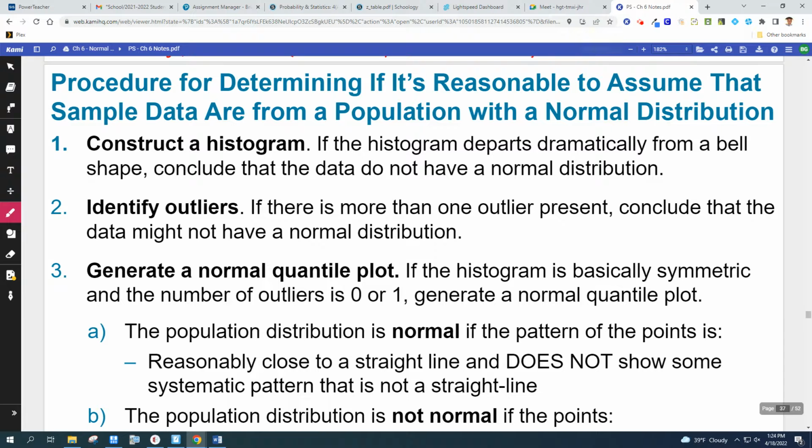Procedure for determining if it's reasonable to assume that sample data are from a population with a normal distribution. Step 1, we want to look at the histogram, and again, we're looking for that bell shape. Step 2, identify outliers. If there's more than one outlier present, we conclude it might not have a normal distribution. Notice the language of "might not" and "reasonable." We're not necessarily going to be able to tell for sure 100%. We're kind of trying to deduce if it's possible, if it's not possible, if we think it is, if we think it's not, from a normal distribution.